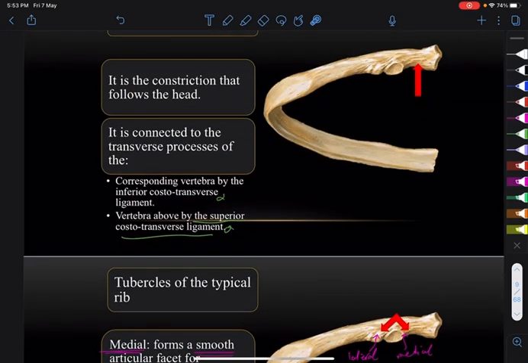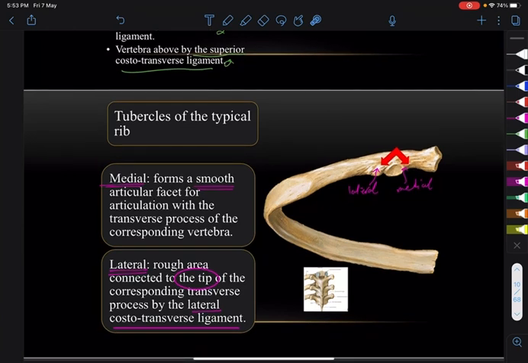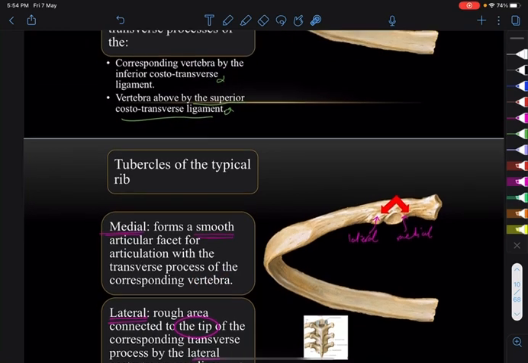Of course, beside the attachment of the tubercle, we will see it now. Tubercles of the typical rib: medial tubercle and lateral tubercle. The medial one forms a smooth articular facet. This facet is the articular facet belonging to the medial tubercle of the typical rib, for articulation with the transverse process of the corresponding vertebra. Okay.